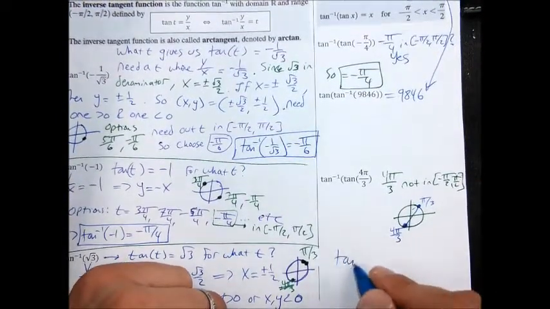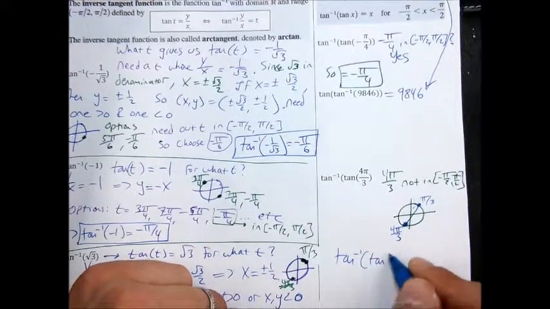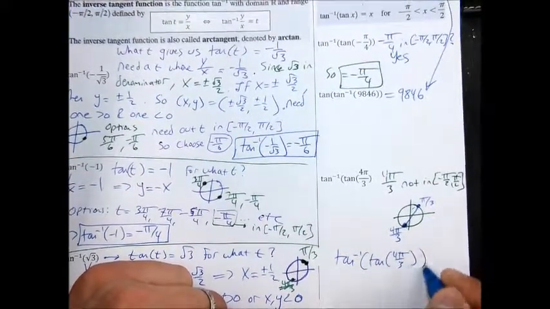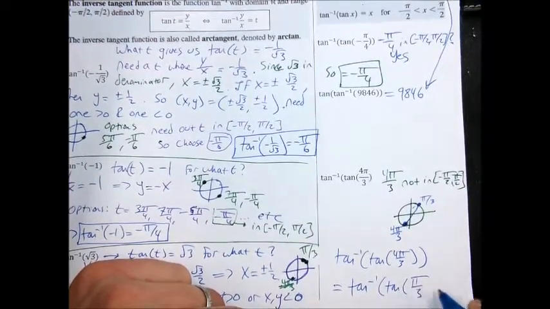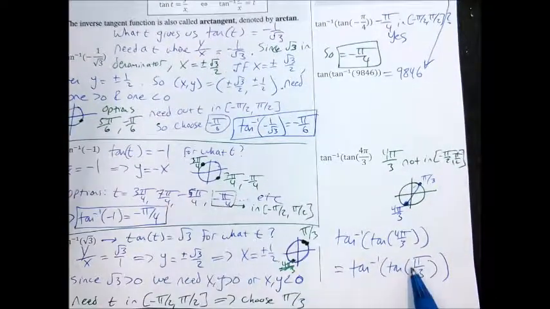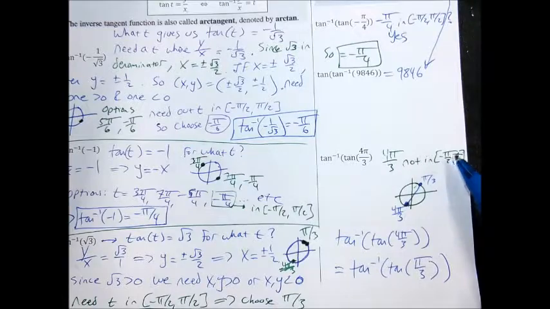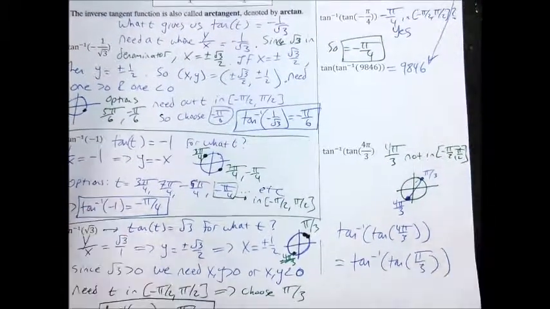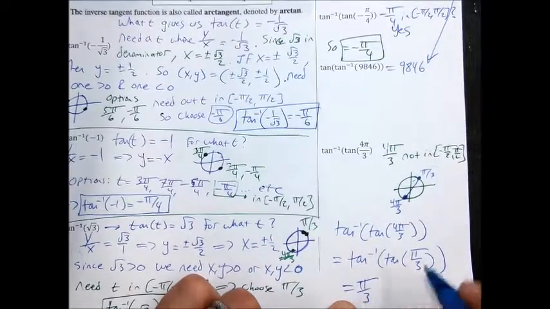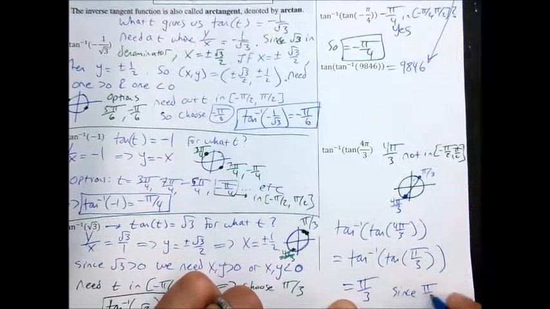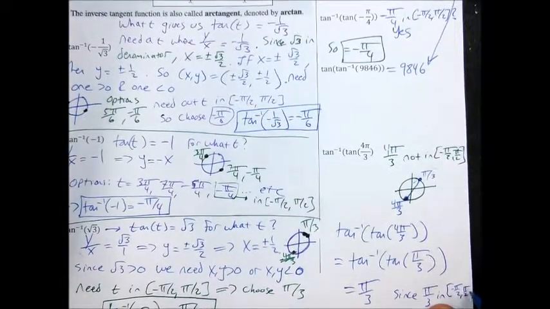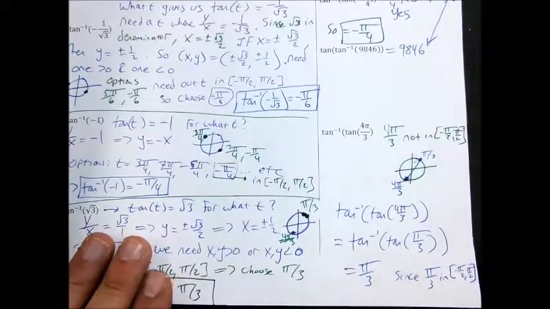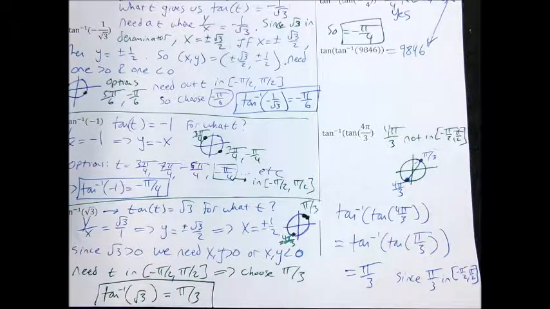And so what we can say for this one is that tan inverse of tan of our original 4 pi over 3 is the same thing as tan inverse of tan of pi over 3. And pi over 3 is between minus pi over 2 and pi over 2, and so we can use that one. And so this just equals pi over 3, since pi over 3 is in the right interval. Whew, I feel like that was a lot.